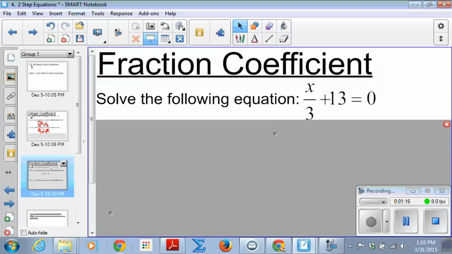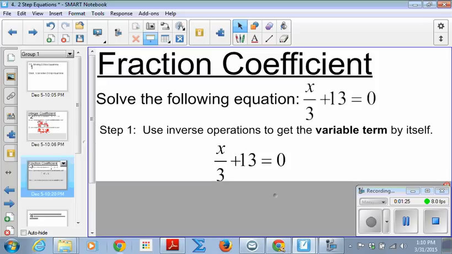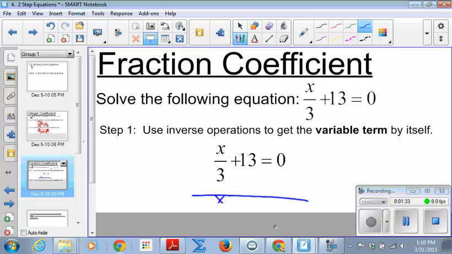Now we have a fraction coefficient. Remember guys, fraction means division. So all this problem is saying is x divided by 3 plus 13 equals 0. So what we're going to do, we will get that x divided by 3 all by itself. So again, we'll set this up for the visual. And to get rid of that plus 13, we subtract 13. Goes away. 0 minus 13 is negative 13.